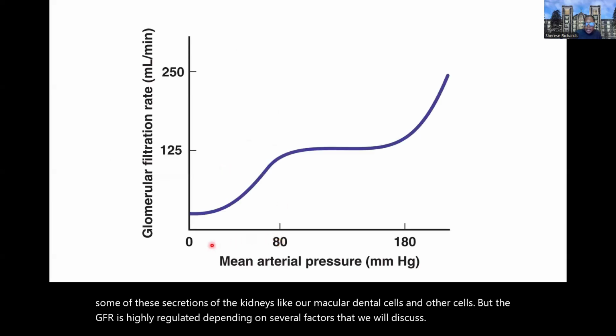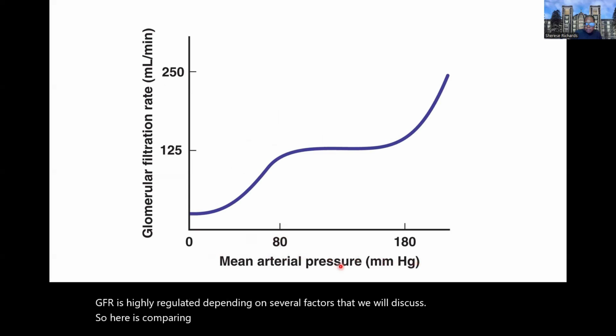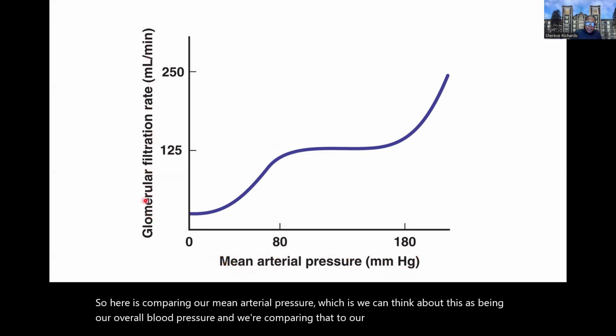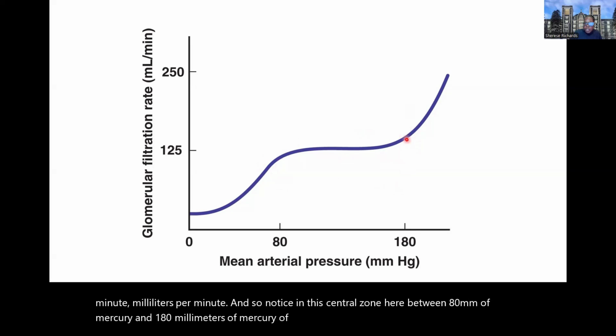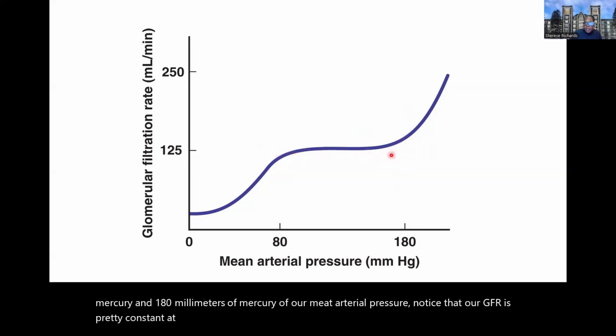So here we are comparing our mean arterial pressure, which we can think of as our overall blood pressure, to our glomerular filtration rate in milliliters per minute. Notice in this central zone, between 80 millimeters of mercury and 180 millimeters of mercury of mean arterial pressure, our GFR is pretty constant at 125.